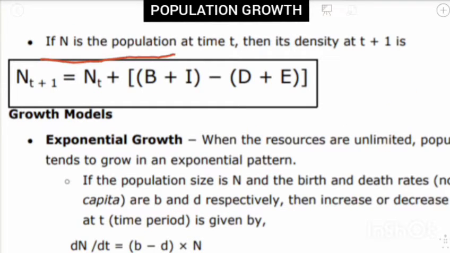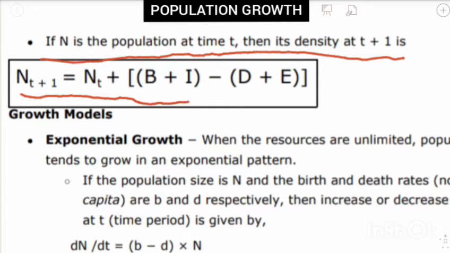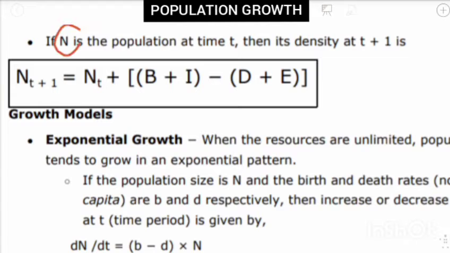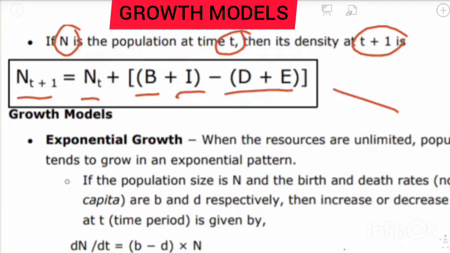If N is the population at time t, then its density at t plus 1 is N(t+1) = N(t) + [(B + I) - (D + E)]. This is a very important formula. Here we have denoted N as population and t as time, and we want the density at t plus 1. Given the population N at a particular time t, we find its density at t plus 1. N(t+1) is equal to the population at time t, plus birth plus immigration, minus death plus emigration. This is the most important formula.